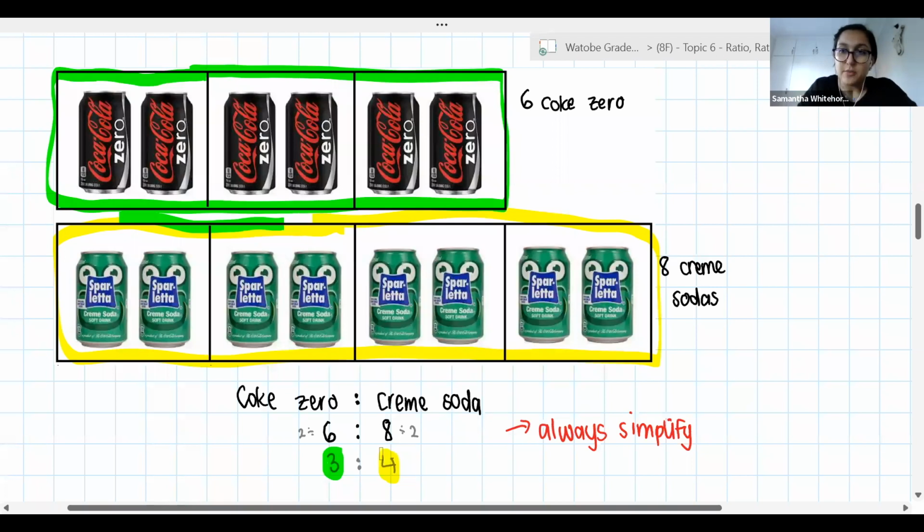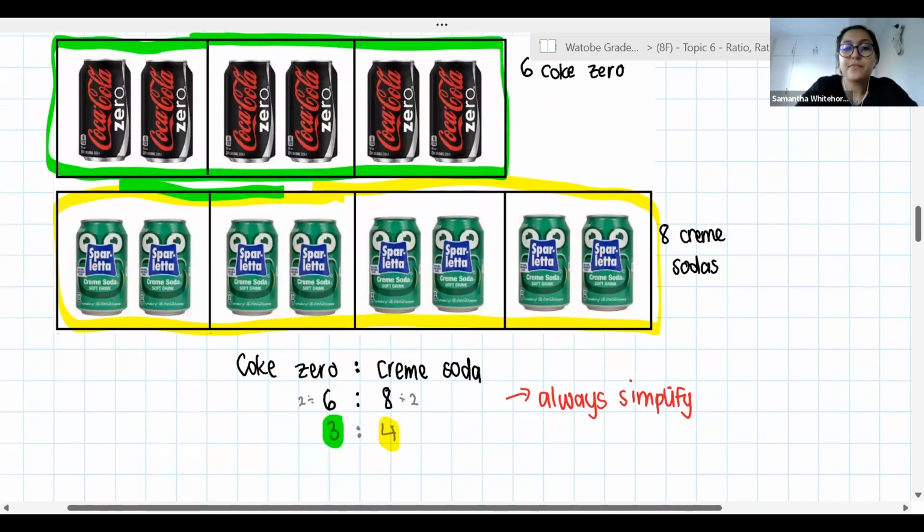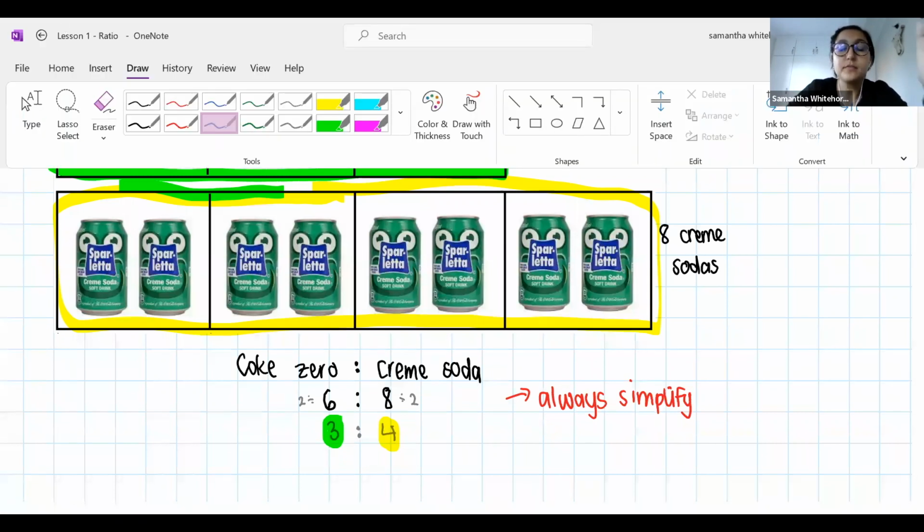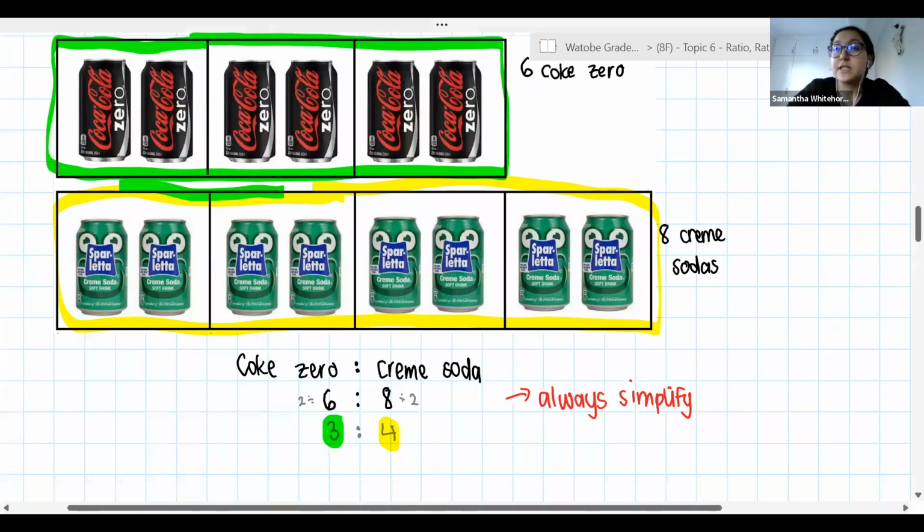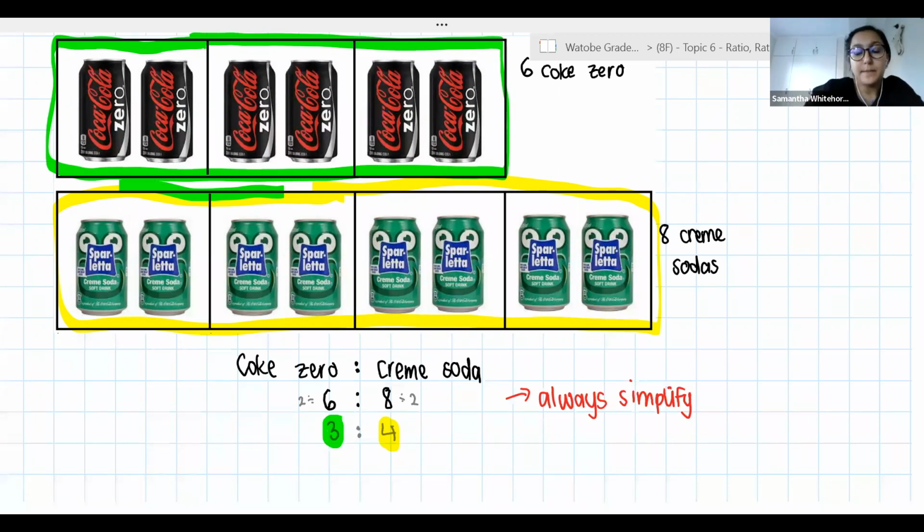So just to recap what I've said, in case we weren't focused, the order in which we write our ratios is very, very important. So if I ask you for Coke Zero to cream soda, you write the value for Coke Zero first and then the value for cream soda. We always want to simplify our ratios. That is non-negotiable. You have to do it. And simplifying ratios is very similar to simplifying fractions because, as Tyler said earlier, ratios and fractions are similar to each other. They're not the same, but they're very similar. So we work with them in quite similar ways.